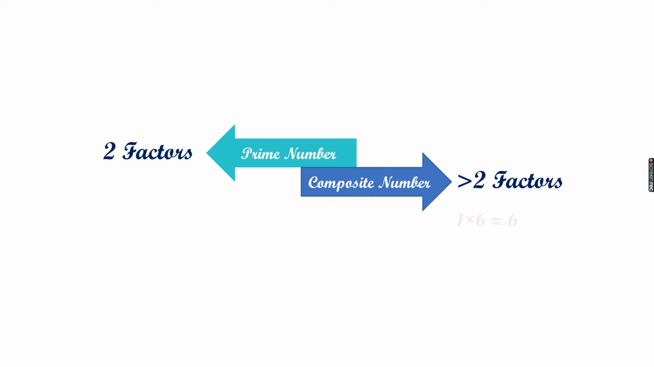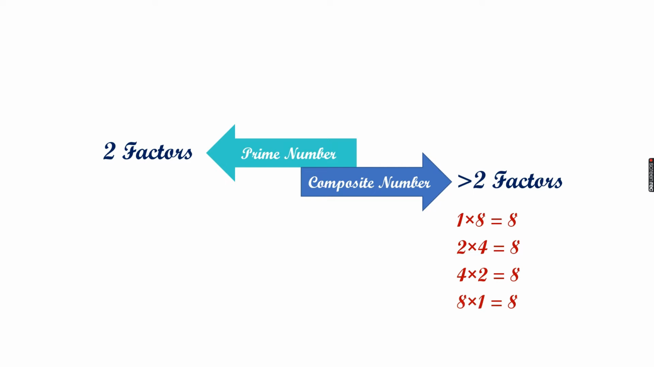What about number 5? 5 is a prime number. Same is the case with number 6. 6 has four factors, 1, 2, 3, and 6. That's a composite number. What about number 7? That's a prime number. Number 8 is a composite.